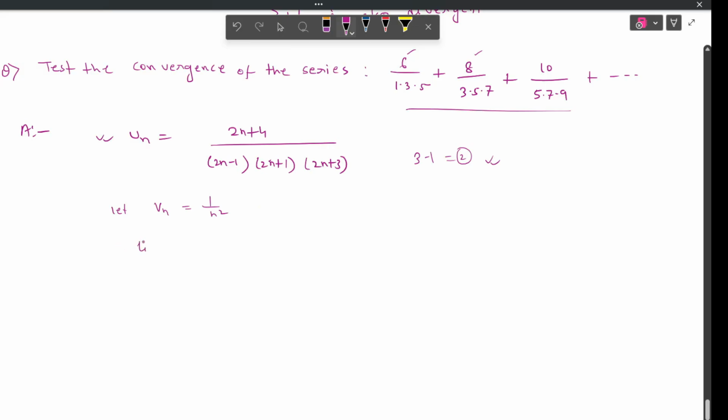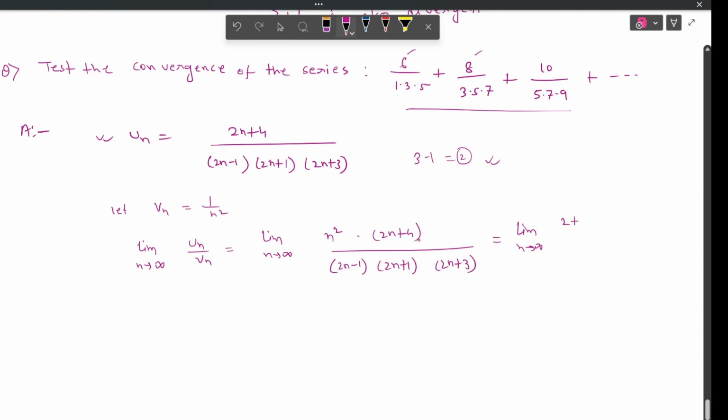Now see, we first check limit n tends to infinity u of n by v of n. So n square will be on the upper side: n square into 2n plus 4 by 2n minus 1, 2n plus 1 into 2n plus 3. If you divide by n square in the numerator and denominator, you will get limit n tends to infinity 2.